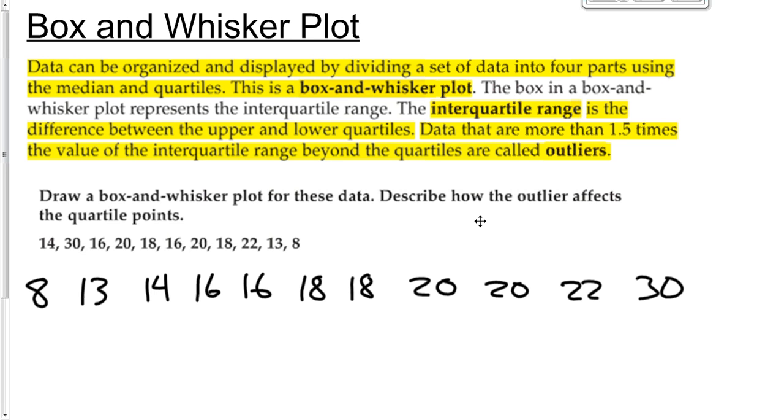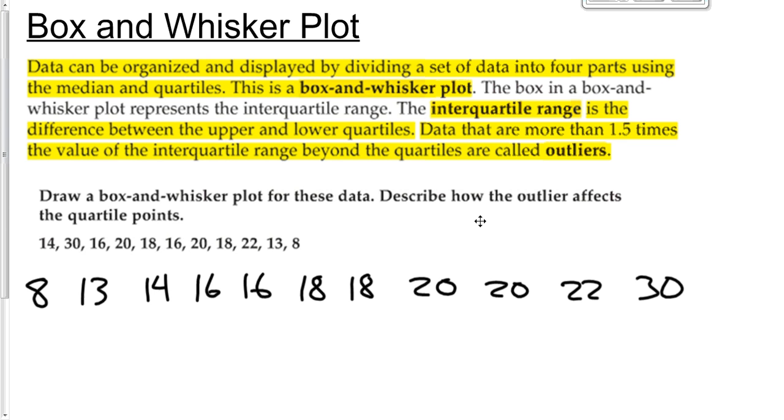So this says that data can be organized and displayed by dividing a set of data into 4 parts using the median and quartiles. So that's exactly what we talked about in the last lesson, or in lesson 012, talking about quartiles and the median. So we're going to use that same information. And when we put all that together in a plot, it's actually called a box and whisker plot. I'll show you what that looks like.